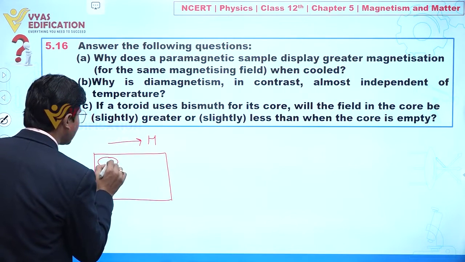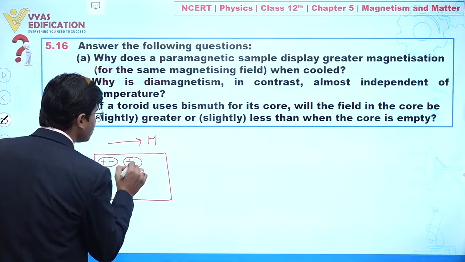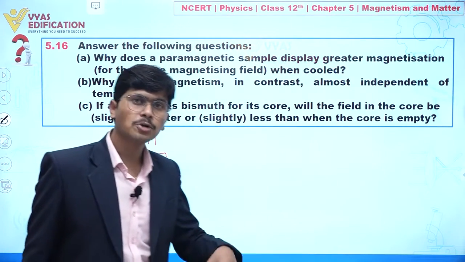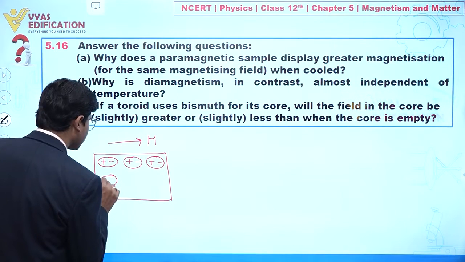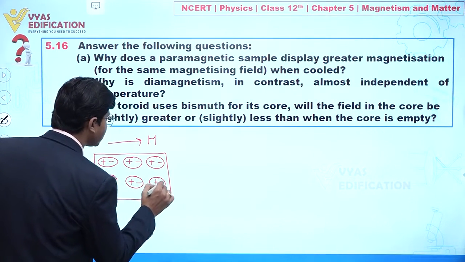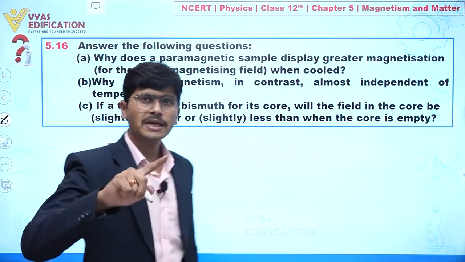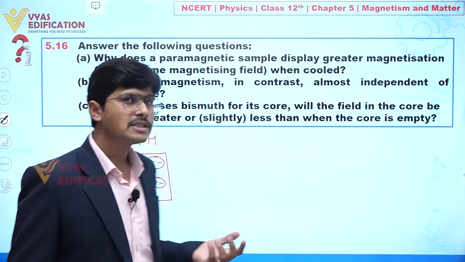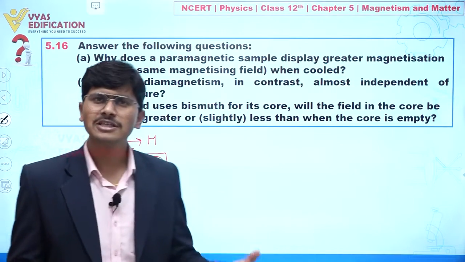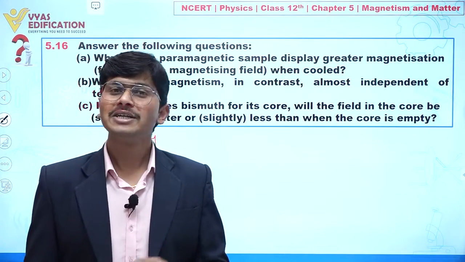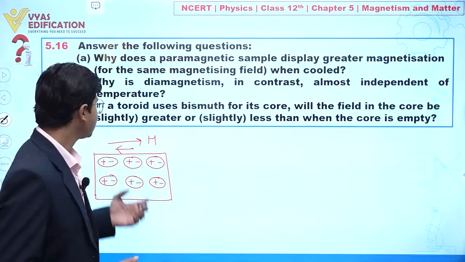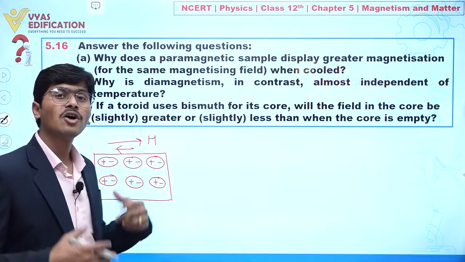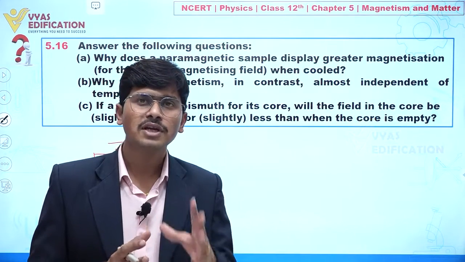Now due to this magnetizing field, an induced atomic dipole is generated in the diamagnetic material like this, clear, and due to which an induced magnetic field is produced here in the opposite direction, clear. So definitely either we are increasing the temperature or decreasing the temperature, there is no relation, this opposite induced magnetic field is always produced, clear. I think you are getting my point, what I want to say.